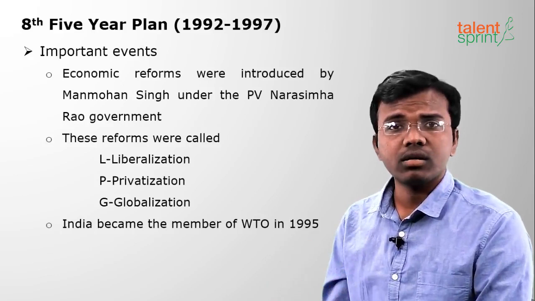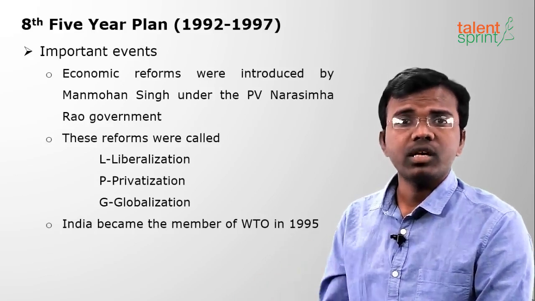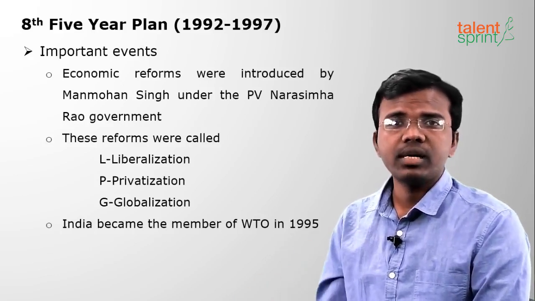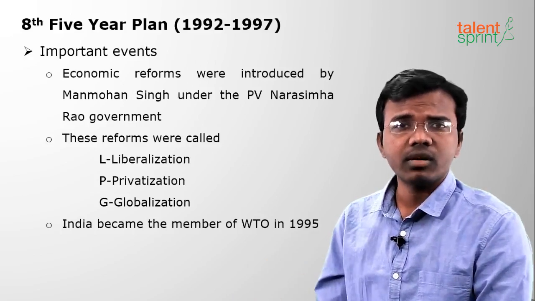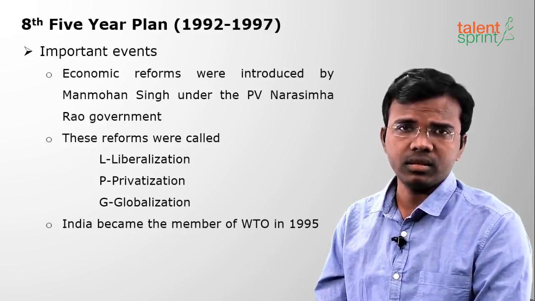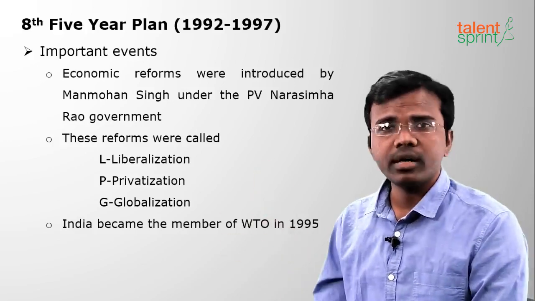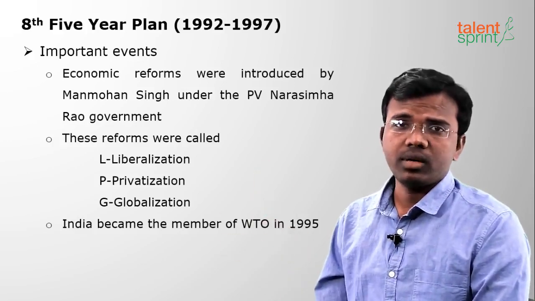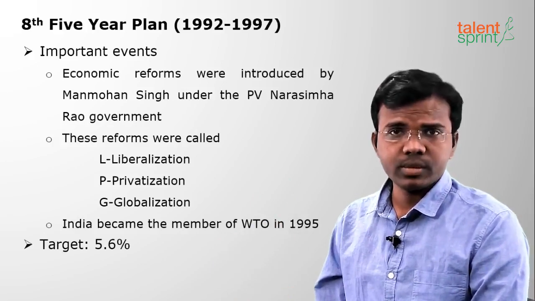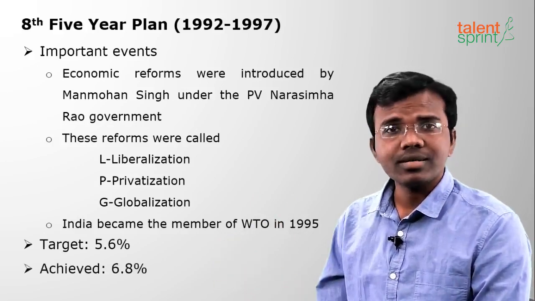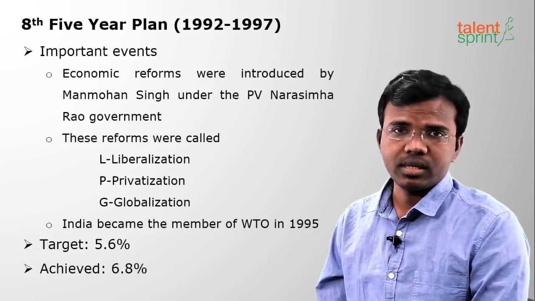Now we have foreign currency reserves of some $350+ billion, which are very sufficient for our imports. So these are some of the important events during the 8th 5-year plan. The target of the 8th 5-year plan was 5.6% and the achieved growth was 6.8%. Clear with this?